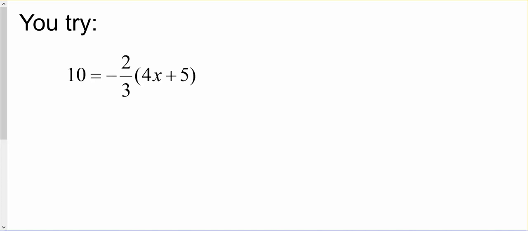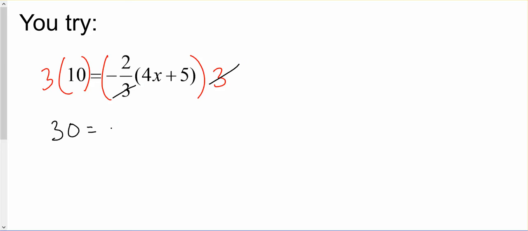So why don't you guys try this one? So if we look at this, our denominator is a 3. So if I multiplied both sides by 3, that should get rid of that denominator. So multiply 3 times my left side, 3 times 10, and I get 30. And this 3 will simplify out, and I'm left with negative 2 times 4x plus 5. So we just got rid of that fraction there.